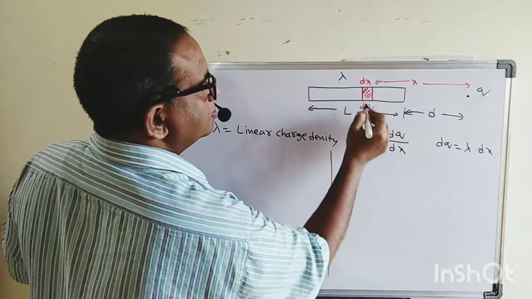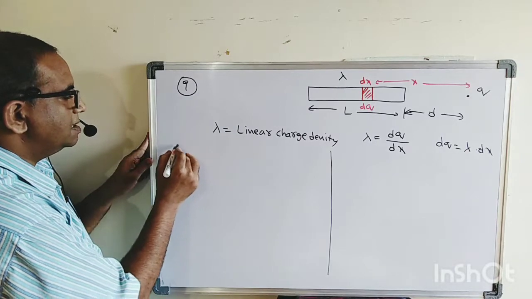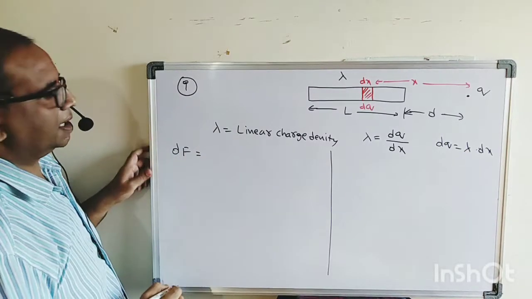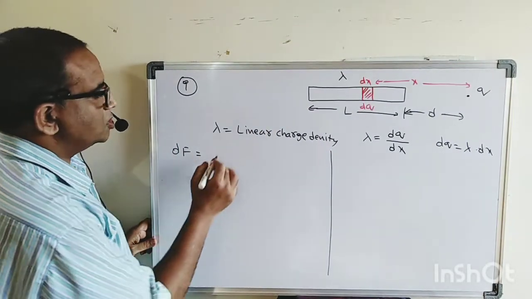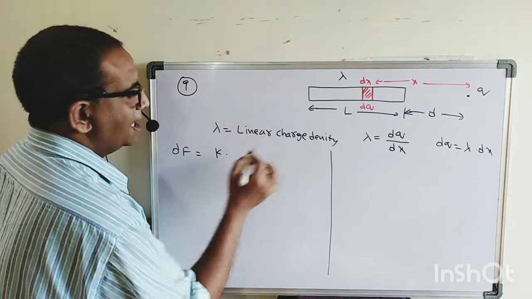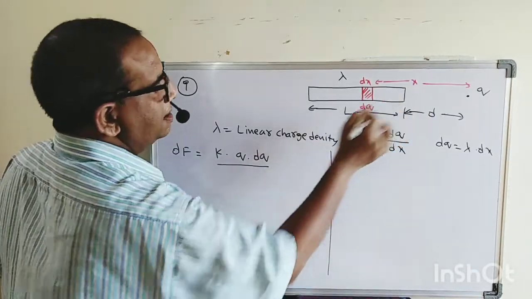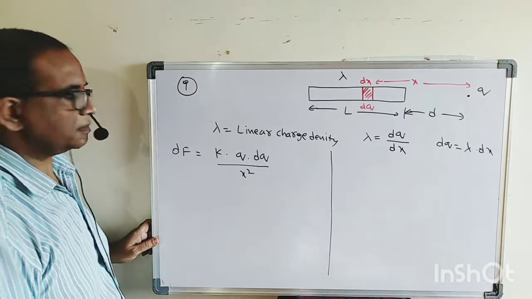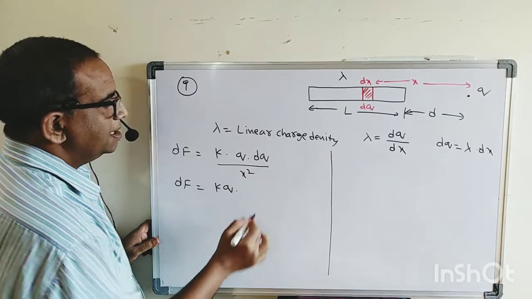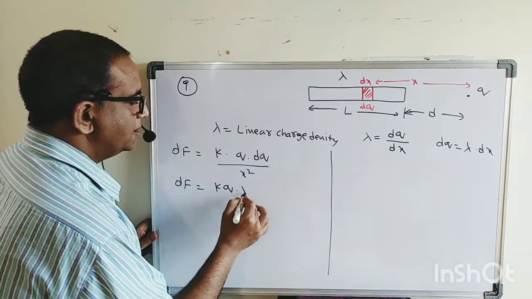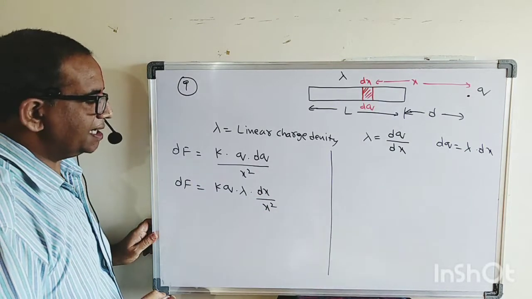Now observe carefully. Here we have dq and the point charge q, and the distance between them is x. Therefore, what is the force? dF, the force due to this small charge, is equal to k into q into dq by x squared. In the place of dq, can I write lambda dx? So dF is equal to kq lambda dx by x squared. Can I write it like this?